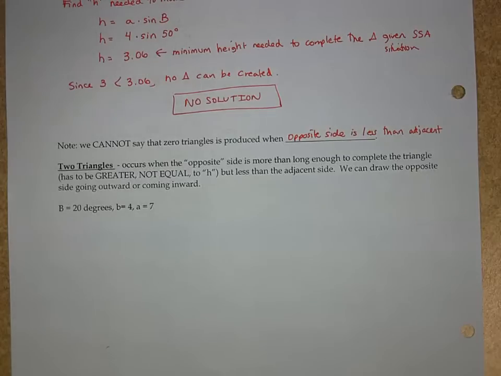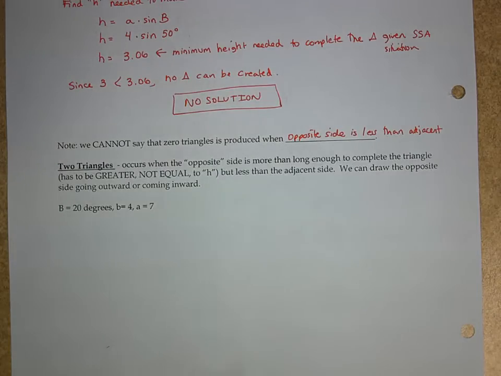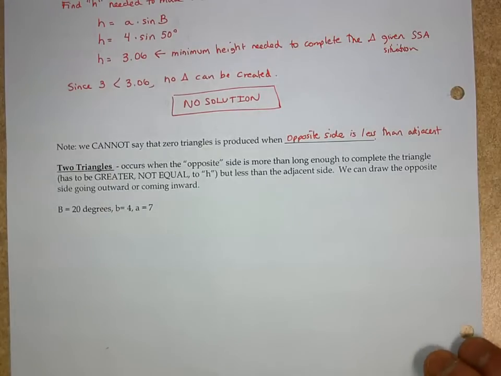The next situation we want to look at is if we have two triangles. And two triangles is going to occur when we meet two criteria. The first criteria is, can we complete a triangle? In other words, is the side opposite the angle I'm given greater than the h value I find? So I still need to find that h value and do a check. The second thing we look at is that the side must be less than the adjacent side.